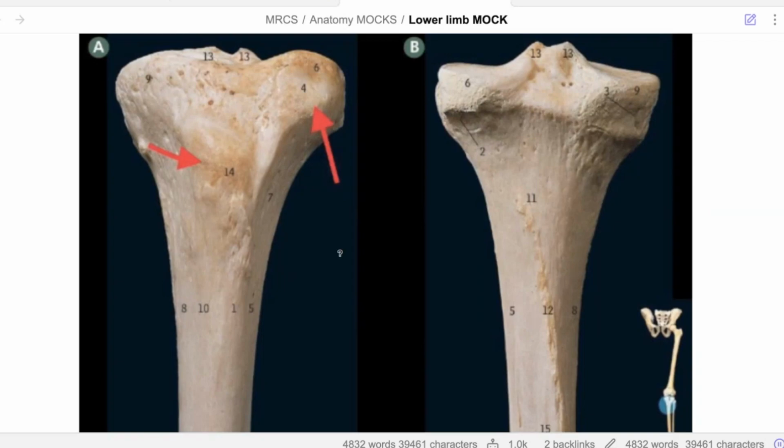Okay. What is 14? 14 is the tibial tuberosity. What is 4? 4 is the attachment of the iliotibial tract, the Gerdy's tubercle. What is 9? 9 is the medial condyle. Okay.